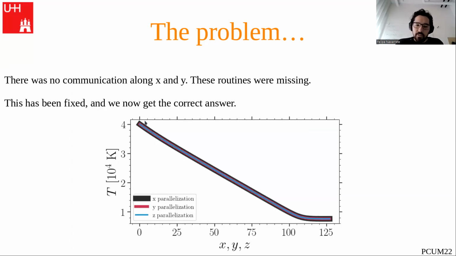So now that we fixed this, we go back to the same setup that I showed you before, these 1D tests. And as you can see here, now X, Y, and Z produce the same solution. I even had to exaggerate the width of the lines because they lie exactly in the same place.